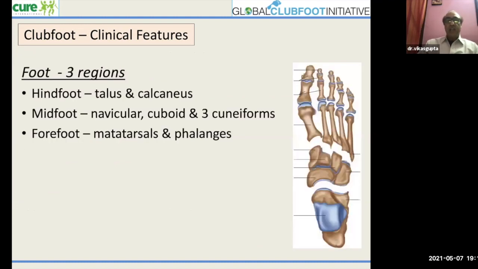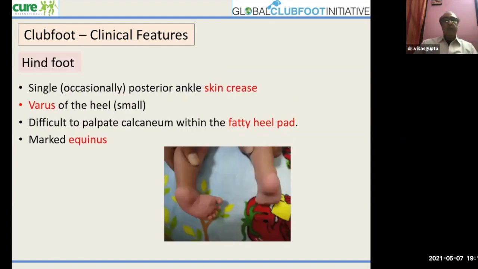So for descriptive purposes, for describing in the exam, you can divide the foot into three regions: hind foot, comprising of talus and calcaneum; midfoot, comprising of navicular, cuboid, and the cuneiforms; and the forefoot, metatarsals and the phalanges. And then there are two joints, the Lisfranc and the Chopart joint. Now, clinical features are very easy to remember if you know the scoring also. How to describe the clinical features? Better to describe region wise.